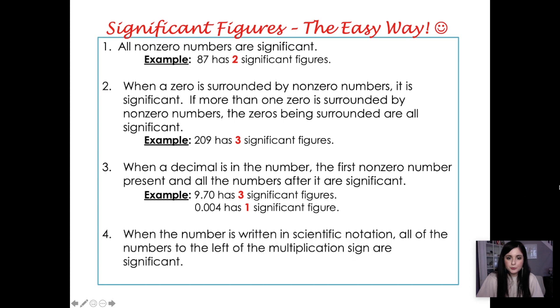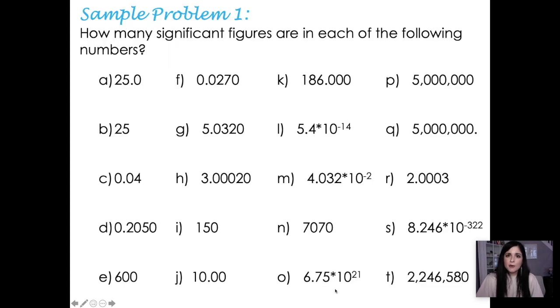And the last rule: when a number is written in scientific notation, all of the numbers to the left of the multiplication sign are significant. So a number you hopefully remember, 6.023 times 10 to the 23rd, Avogadro's number, you have 4 digits to the left of the multiplication sign, and therefore all 4 of those digits are considered significant. So let's just go ahead and do some examples together.